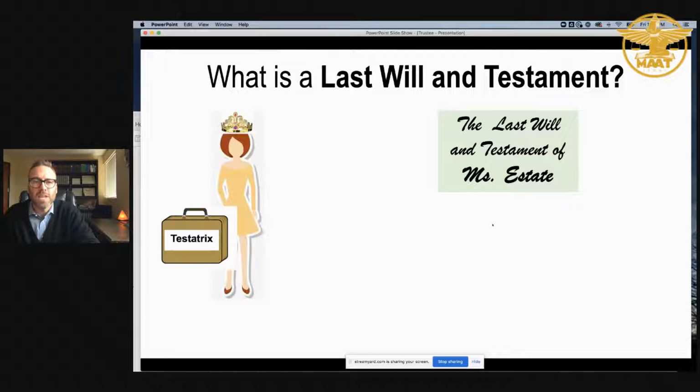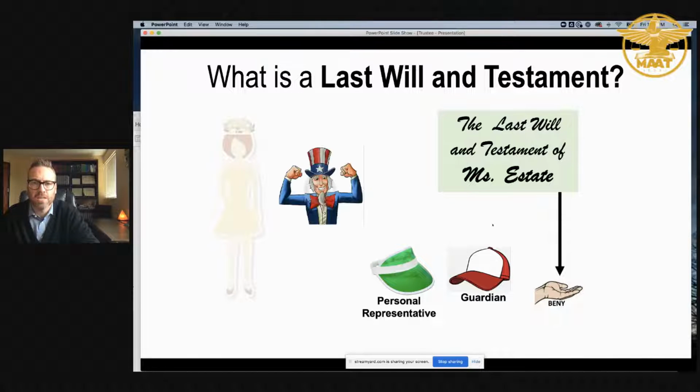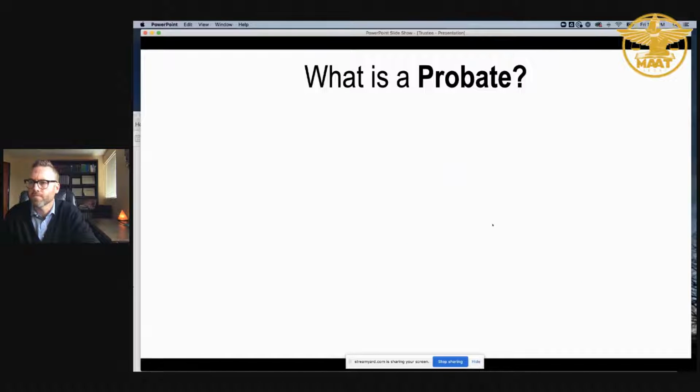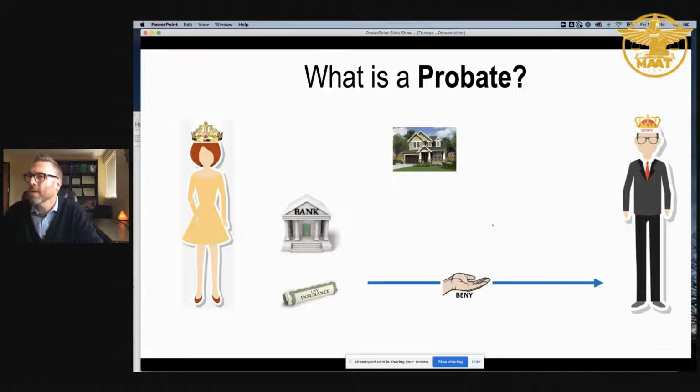A last will and testament controls the assets inside of a person's estate and requires a probate to give the authority to that personal representative and the guardian. I don't think we're going into all of this. Probate.